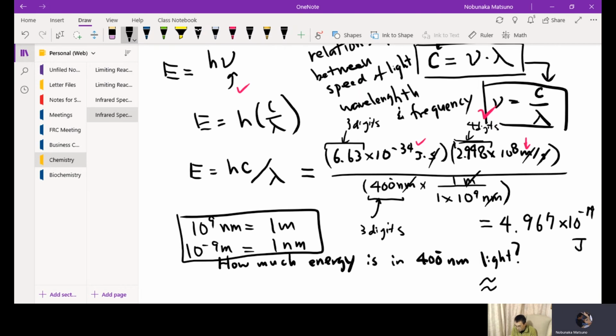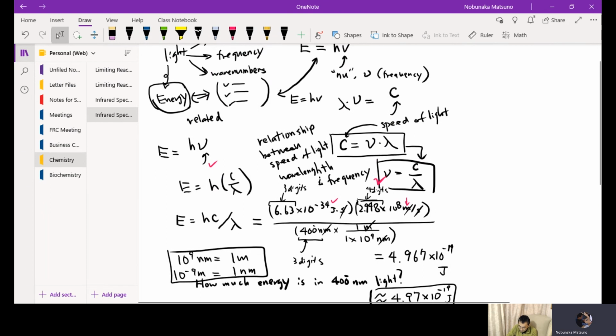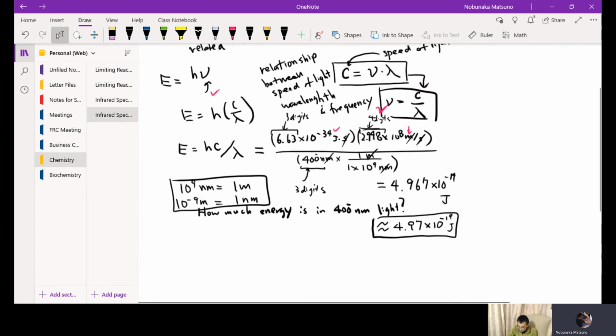So you have 4.97 times 10 to the minus 19 joules as your final answer. So keep that in mind. Okay, so that's how to do the energy calculation. So far, so good. All right, so I'm going to just move along.